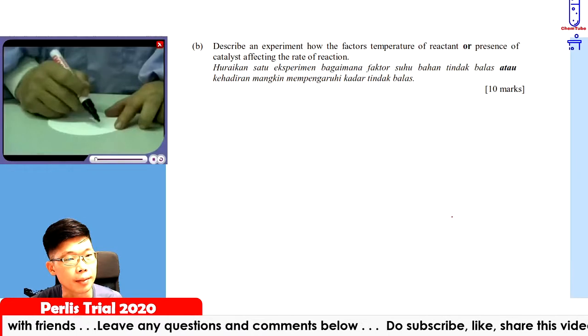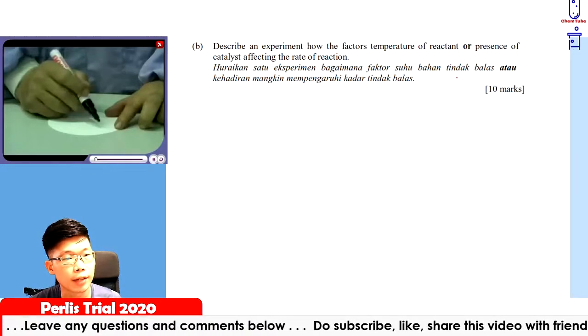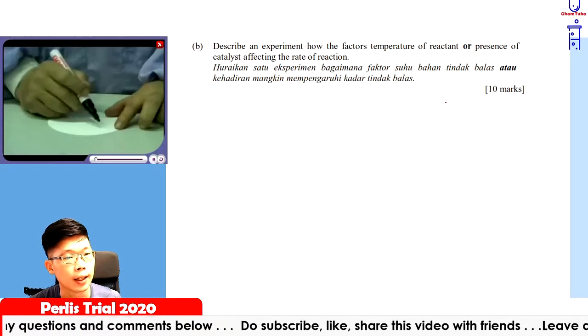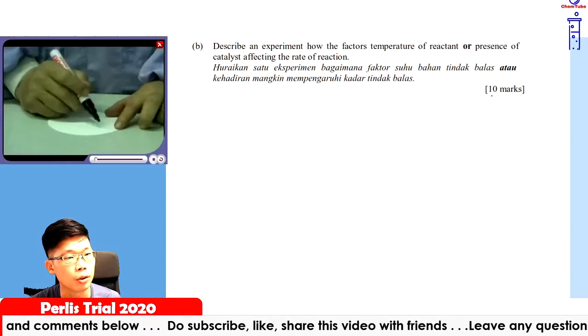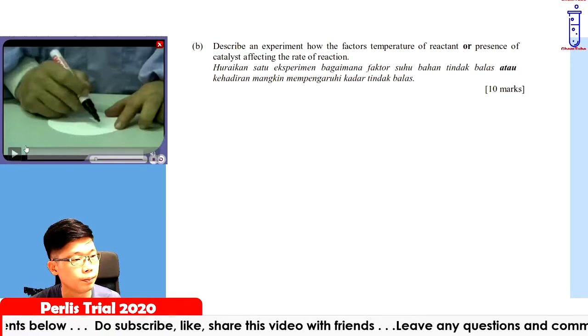B. Describe an experiment on how the factor of temperature of reactants or the presence of a catalyst affects the rate of reaction. Okay, so 10 marks. For this one you have to explain in detail how you do the experiment. So here I show you one video.